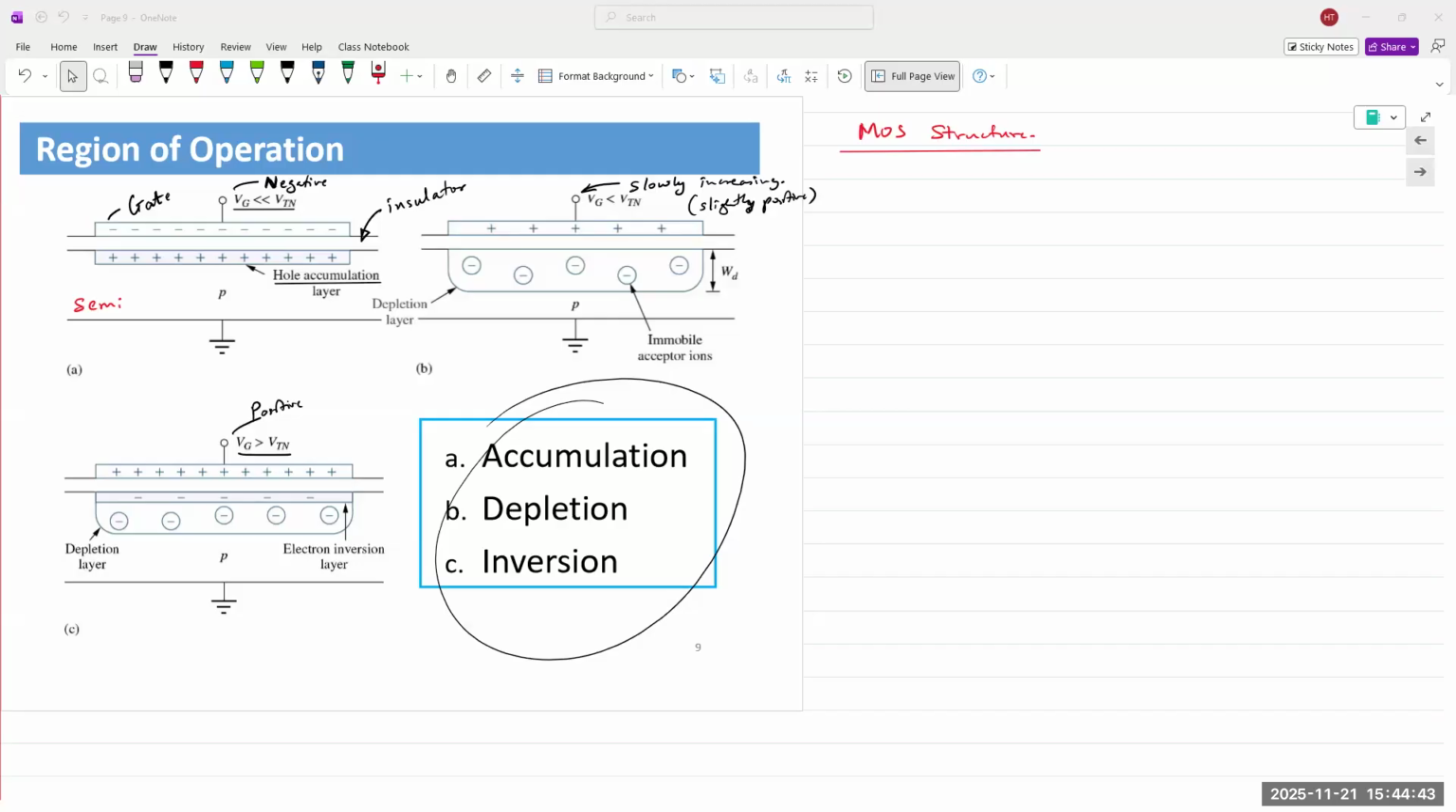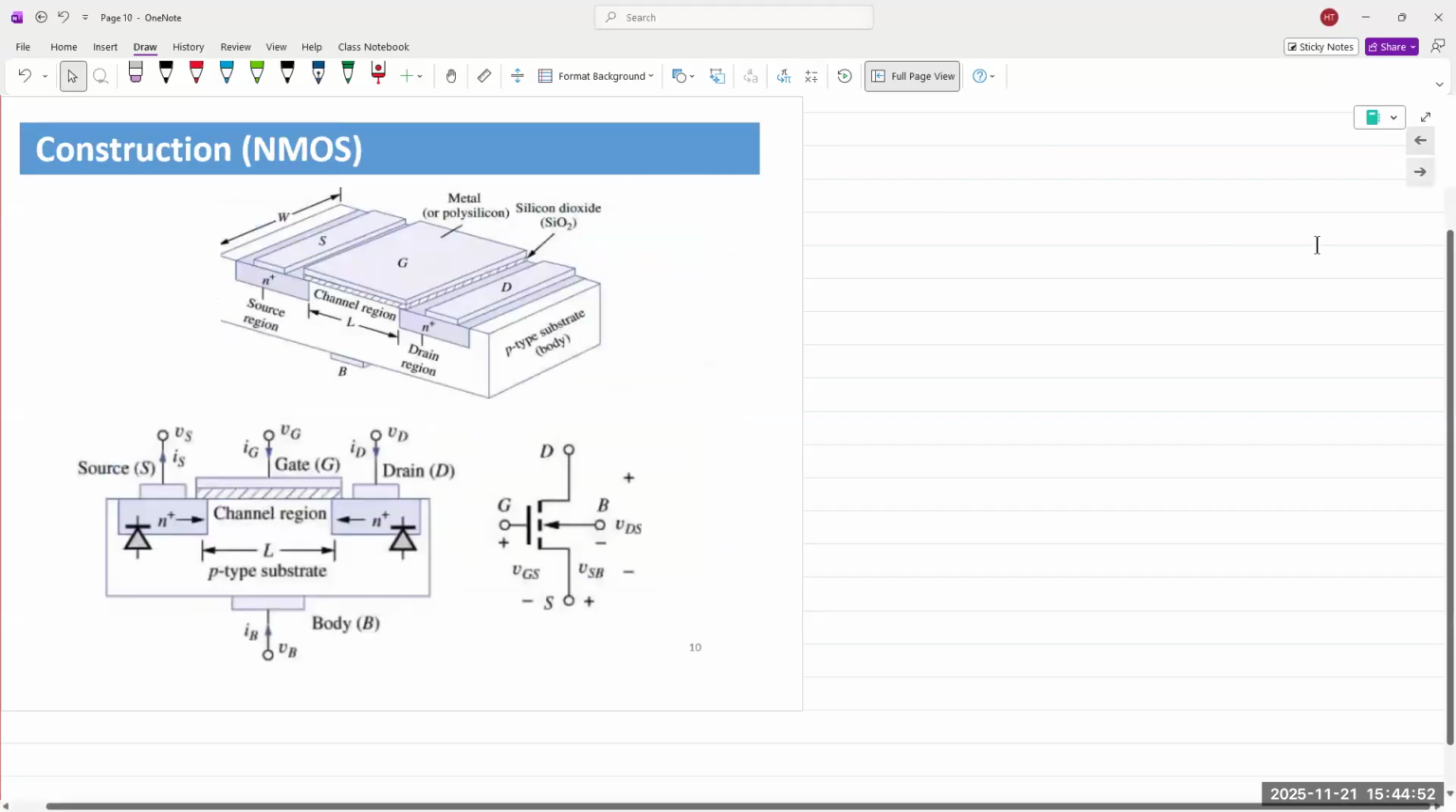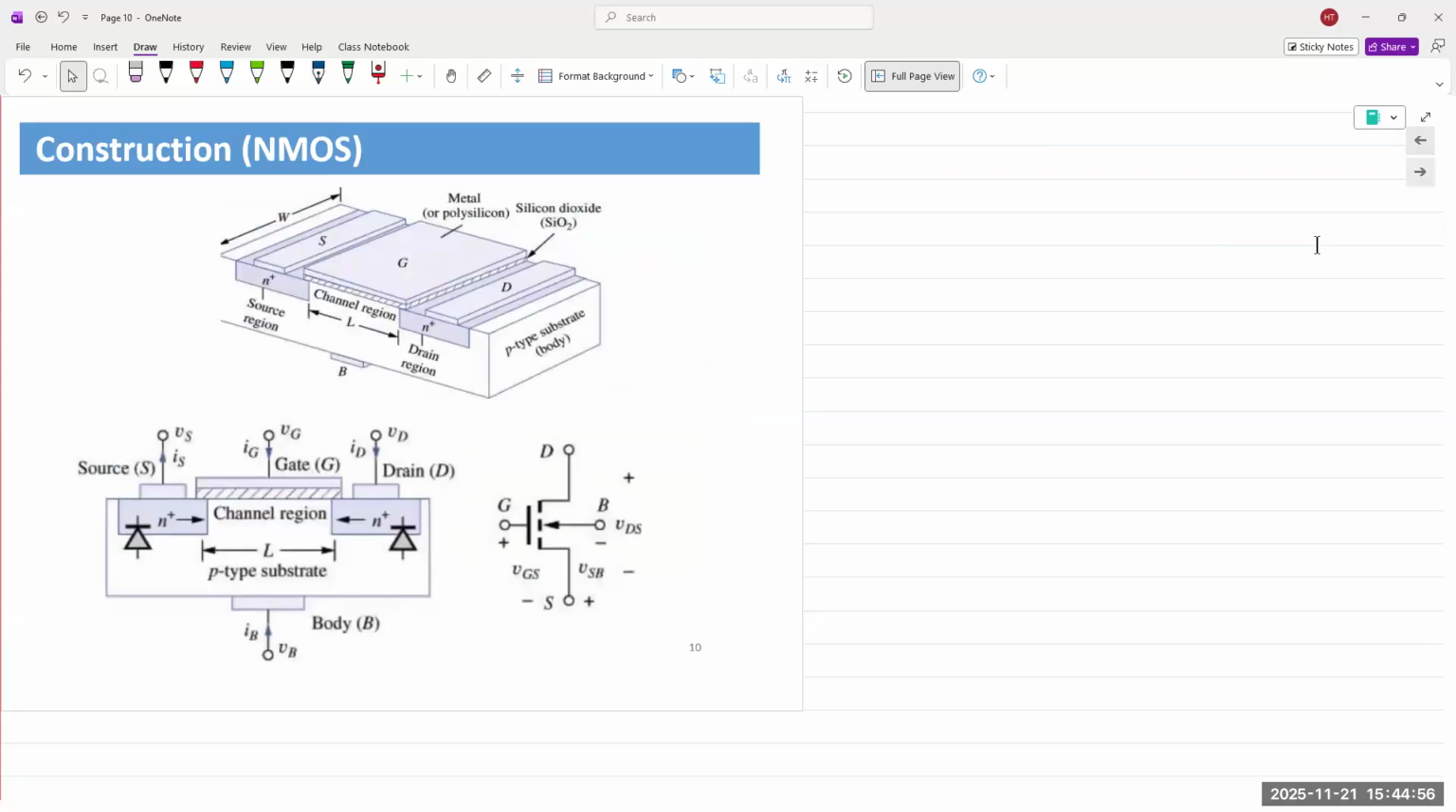Okay. All right. So accumulation, depletion, inversion. And let's see how we can use this for advantage. All right. Construction of an NMOS transistor. What's the first thing you notice? NMOS means what kind of channel is it? N channel.